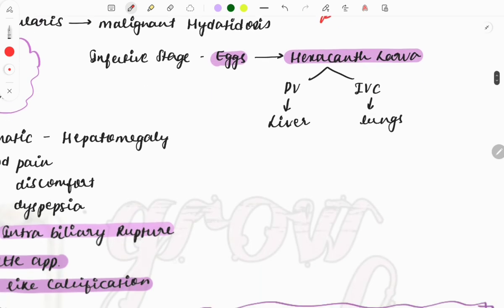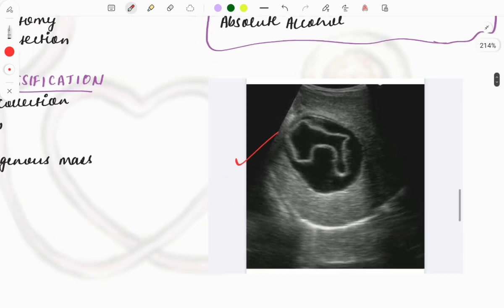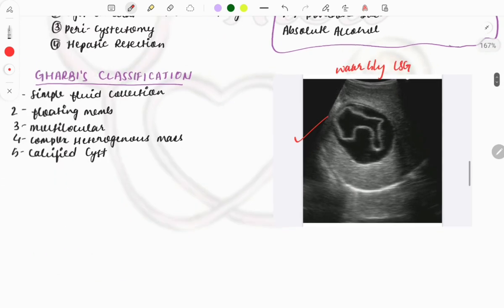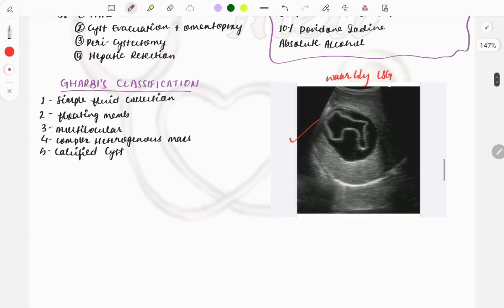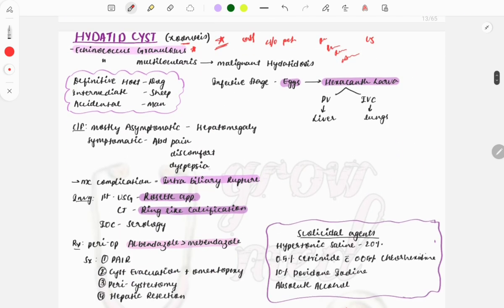If there is any pet animal, and a patient comes with abdominal pain in the right hypochondrium, fever, anorexia, fatigue, and on USG you see this finding, what will be the diagnosis? The clear-cut answer is hydatid cyst. This sign is called the water lily sign, seen on the USG of the hydatid cyst. Quite a famous image, and if you are a repeater, you might have seen this image multiple times while solving MCQs.